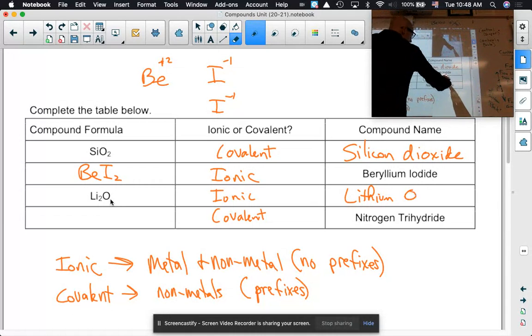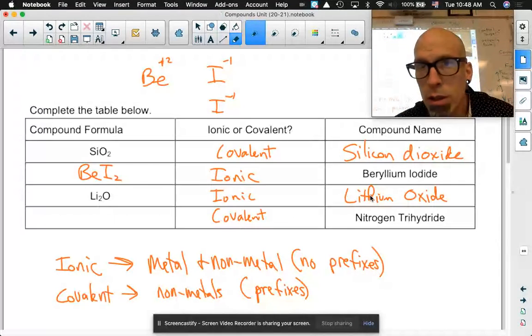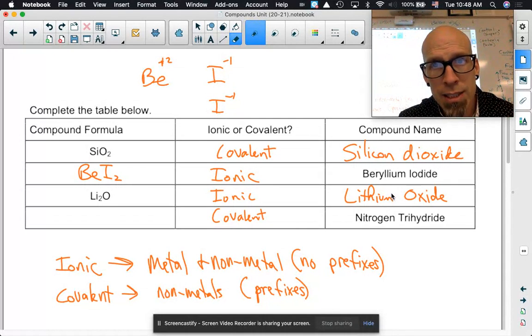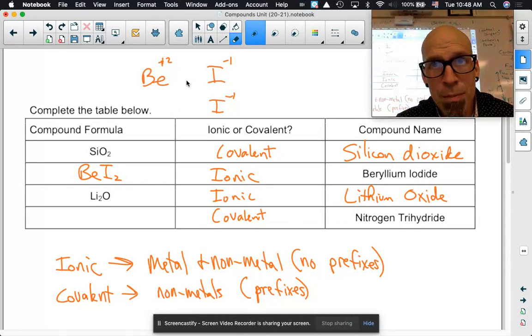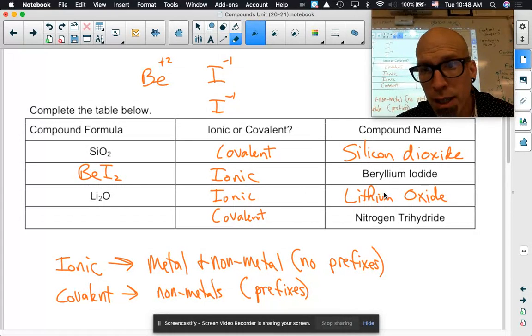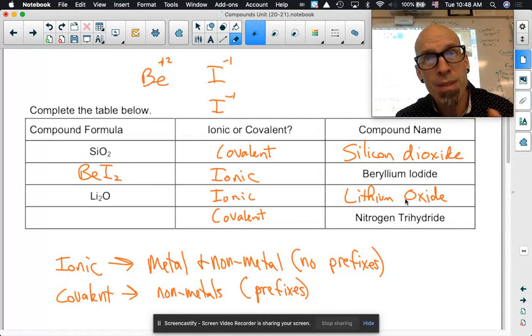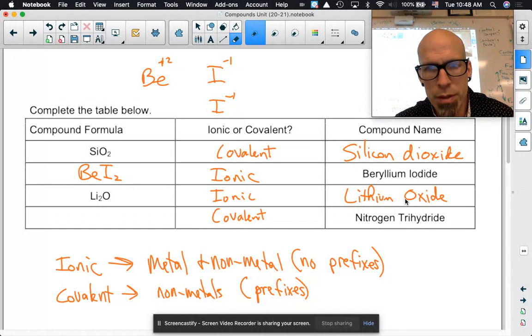Now, how do we know that there's 2 oxygens, or excuse me, that there's 2 lithiums in this formula? Because we would have to look at the oxidation numbers and see that lithium is a +1 and oxygen is a -2. So we need 2 of the +1s to cancel the -2. So we'd have to do what we did for beryllium and iodine to know that that was supposed to be the formula, since this is ionic, and it doesn't tell us how many of each are in the formula in the name. The name doesn't tell us that. The oxidation numbers tell us that. I hope this is making sense.